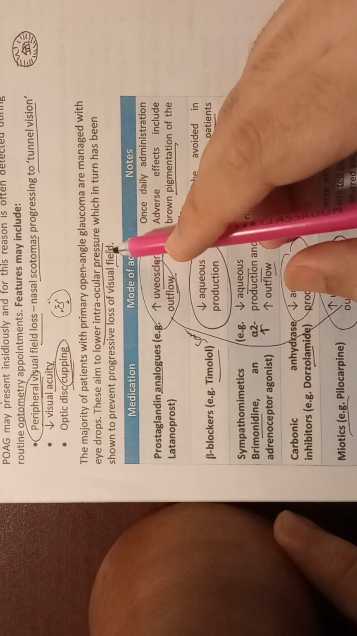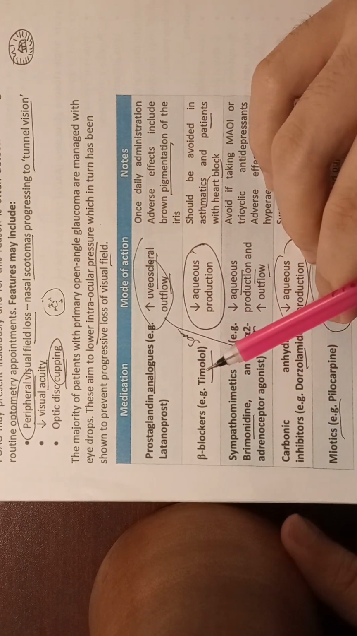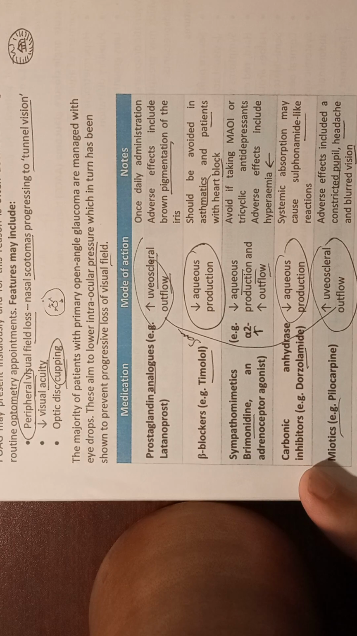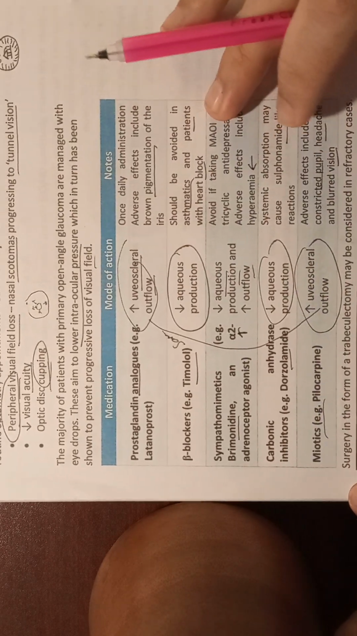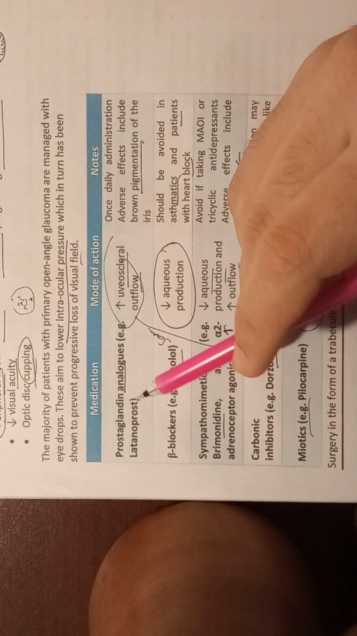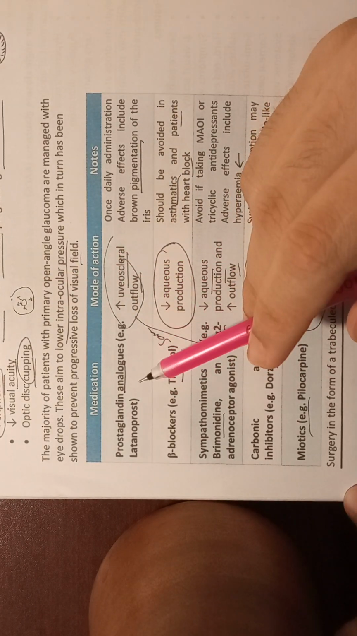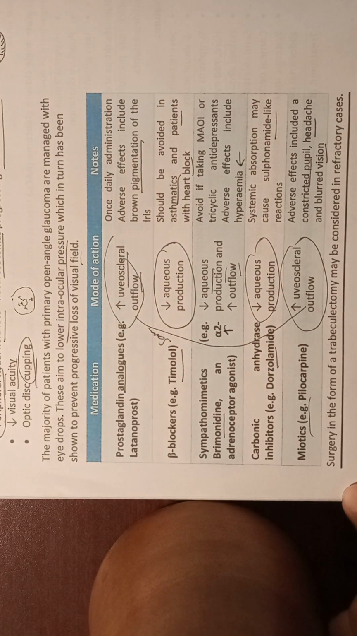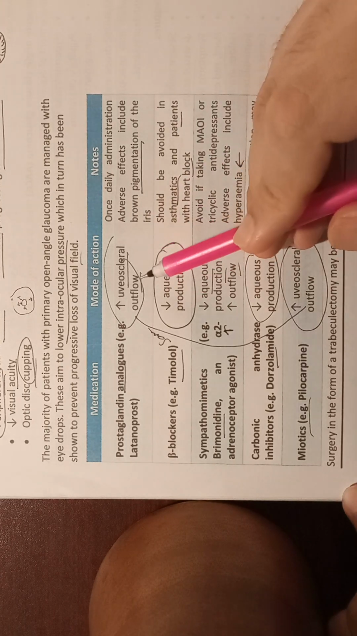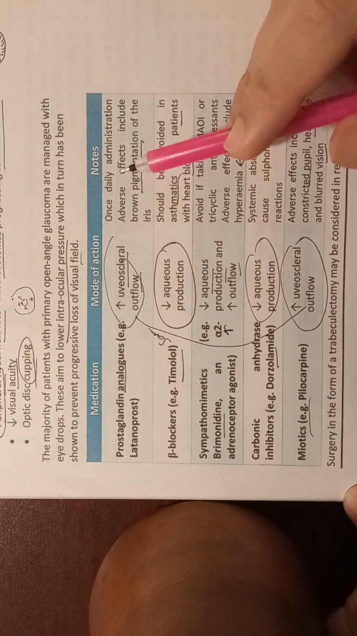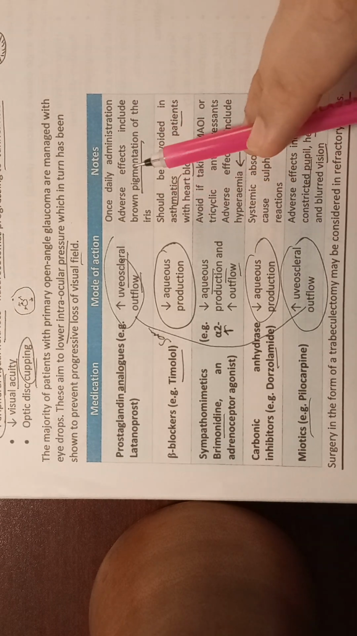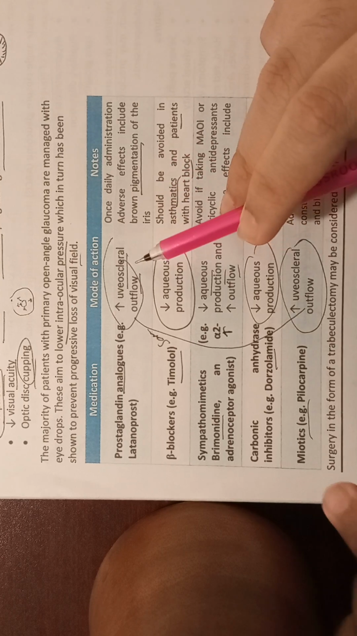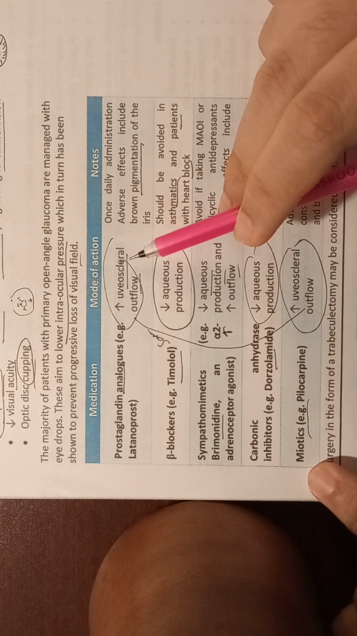These aim to lower intraocular pressure, which in turn has been shown to prevent progressive loss of visual field. So this one will also have increased intraocular pressure. The medications that can be given are these five. Prostaglandin analogs like latanoprost will increase uveoscleral outflow, with once daily administration. Adverse effects include brown pigmentation of the iris. So the outflow will be increased, thus the pressure will be decreased.